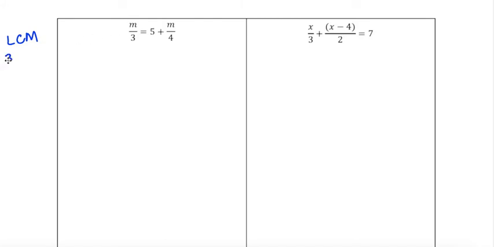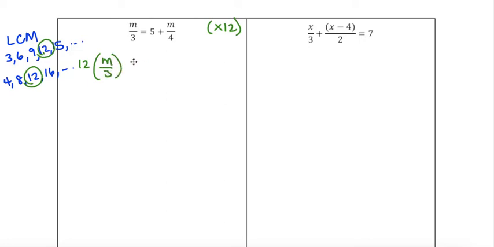So for 3, it's 3, 6, 9, 12, 15, and so on, right? For 4, it's 4, 8, 12, 16, and so on. So that lowest common multiple happens to be 12 in this case because it's the number that occurs in both of these lists, okay? So this time I'm going to multiply every single term by my 12. So I'm multiplying 12 by m over 3. I'm multiplying 12 by 5, and I'm multiplying 12 by my m over 4.